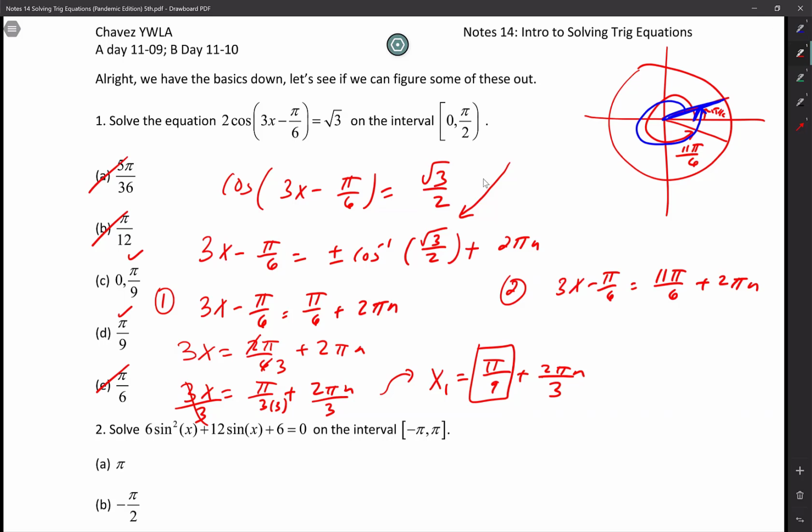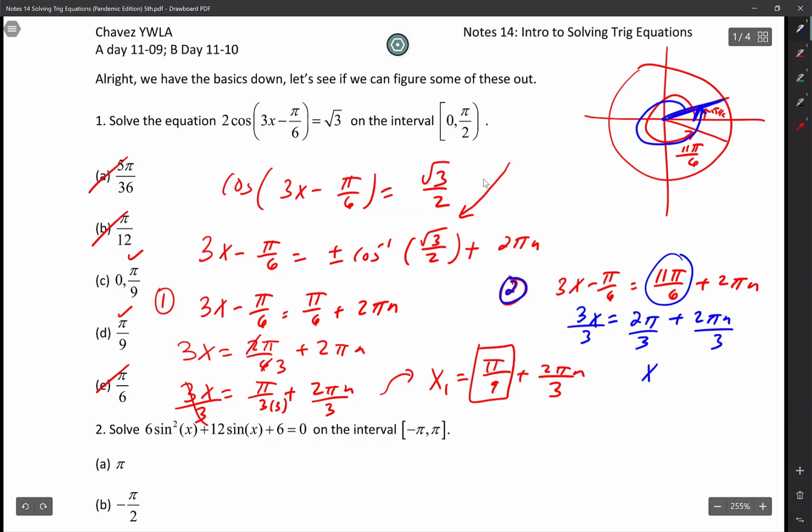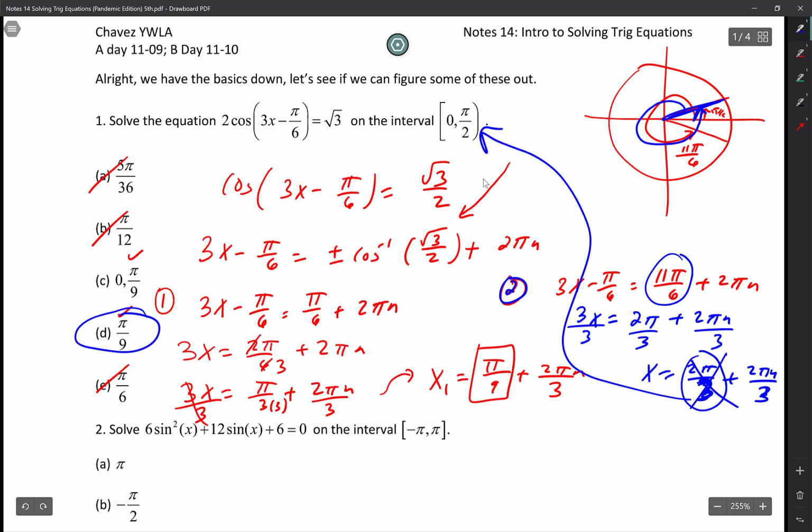So let's solve for equation number 2. Equation number 2 is right here, and I'm going to move that pi over 6 to the right. So 3x equals, when I add pi over 6 to 11 pi over 6, that's 2 pi. And I'm just going to divide by 3. As you can see here, I get 2 pi over 3. 2 pi over 3 is larger than pi over 2. That's not in the domain. So the only answer is letter D, pi over 9.